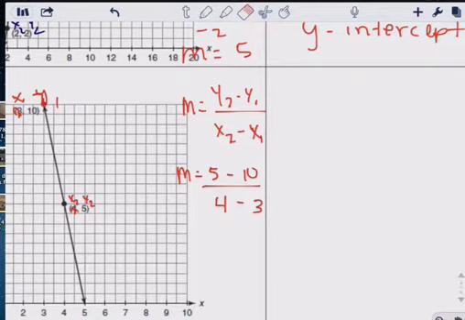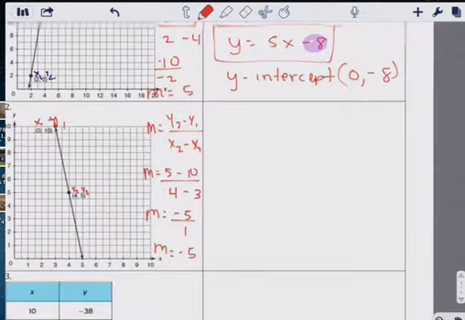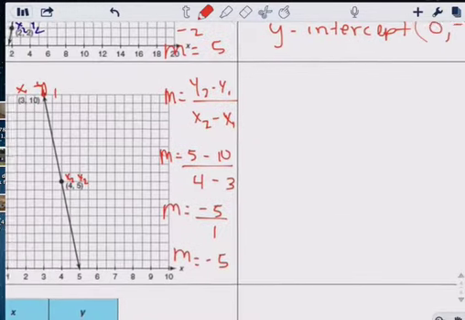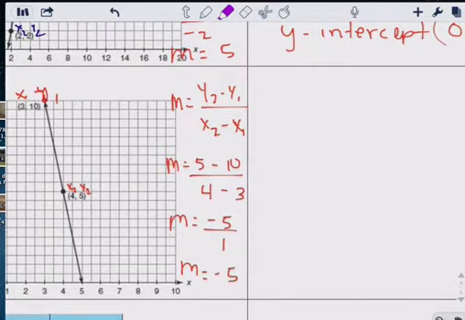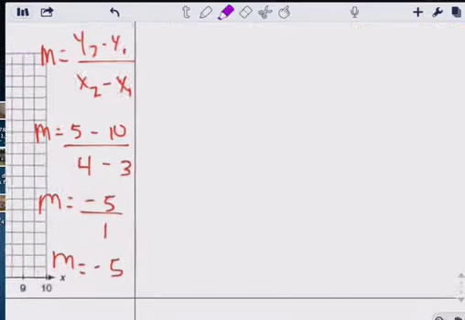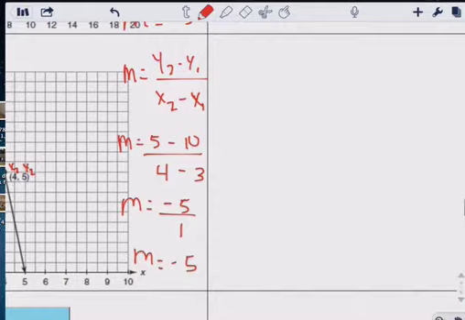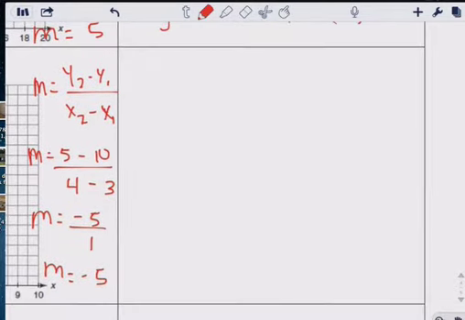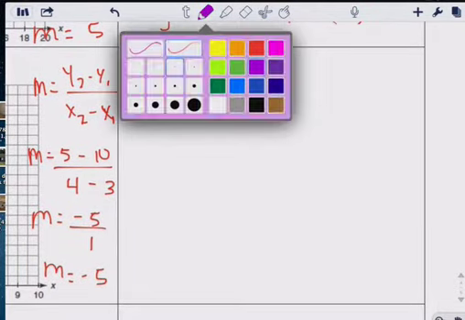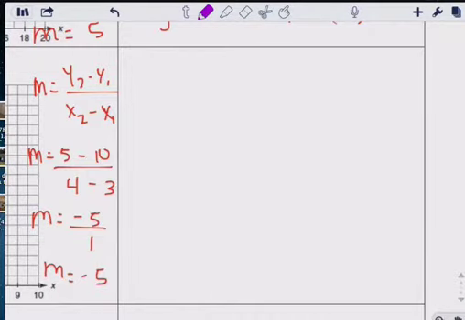M equals negative 5 over 1. So my slope is just negative 5. Okay? I'm going to choose, doesn't matter which one, these both look pretty easy. I'm going to choose 3, 10. 10 tends to be easy. Doesn't matter, you try 4, 5, and see, it should come out the same. Should be no difference.